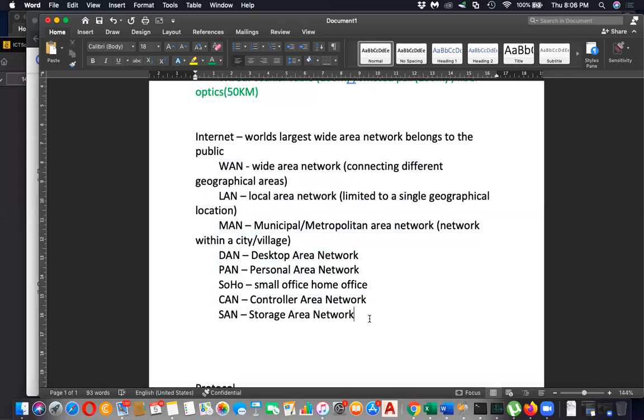So where hard disks are connected using SAN. SAN has something called NAS, network attached storages. So that is another terminology. Anyway, SAN means storage area network, where you have hard disks or the storages connected.